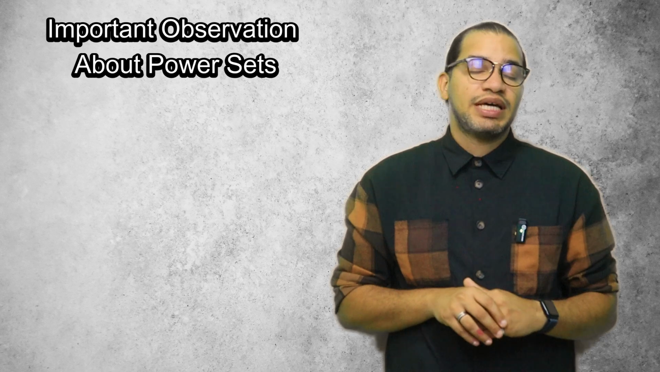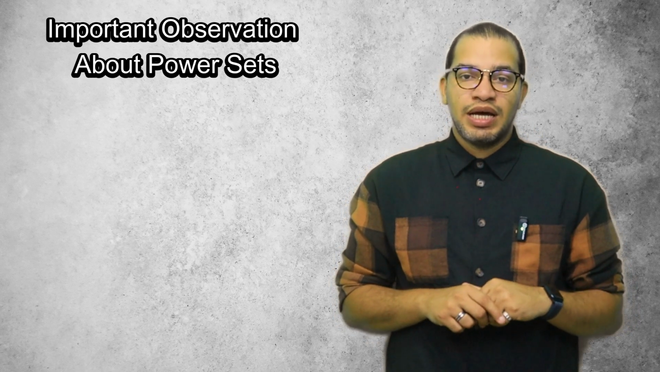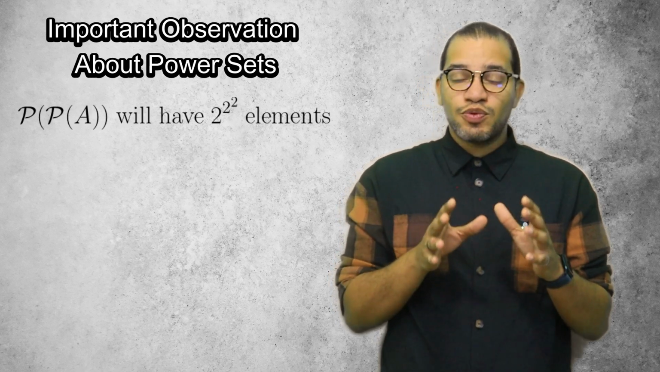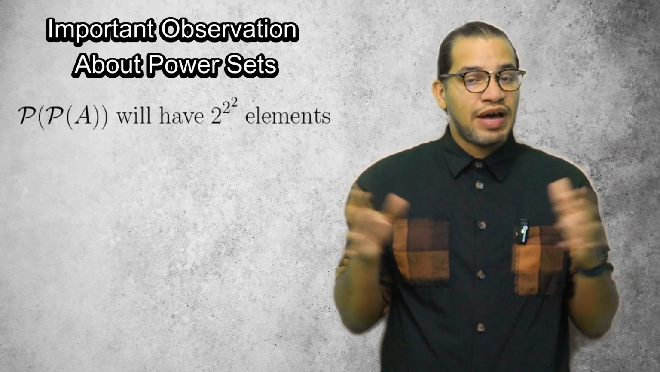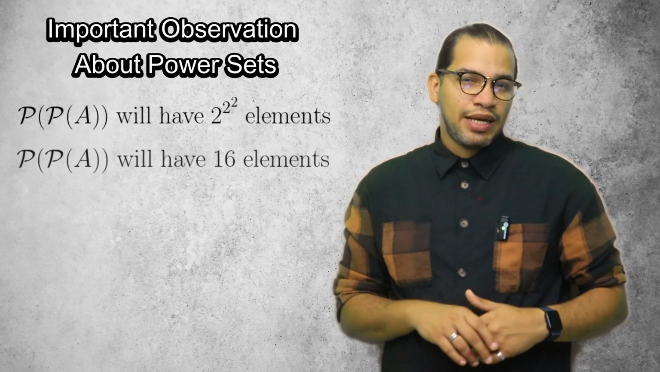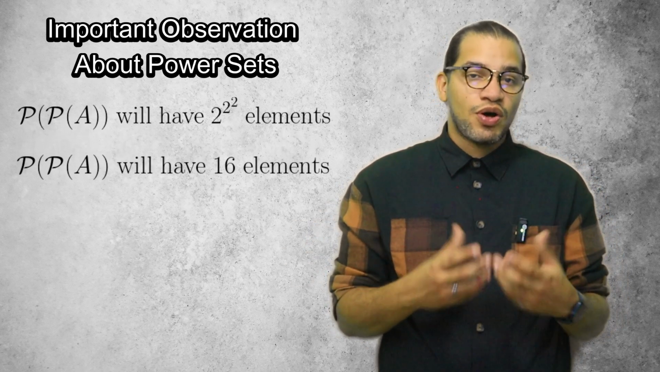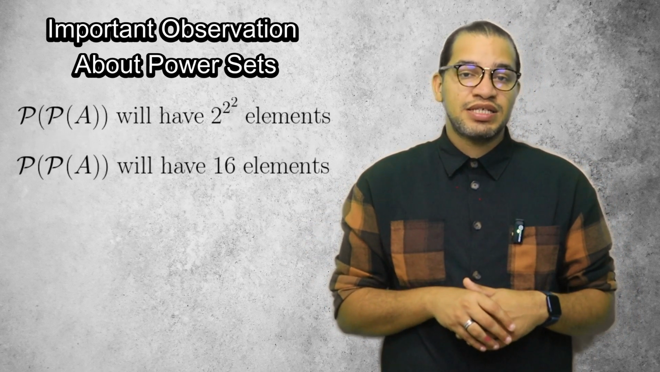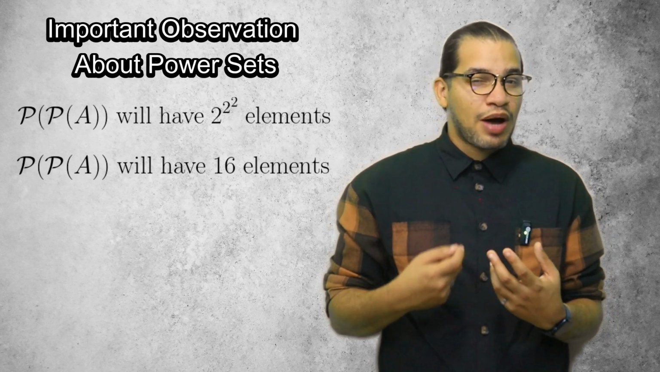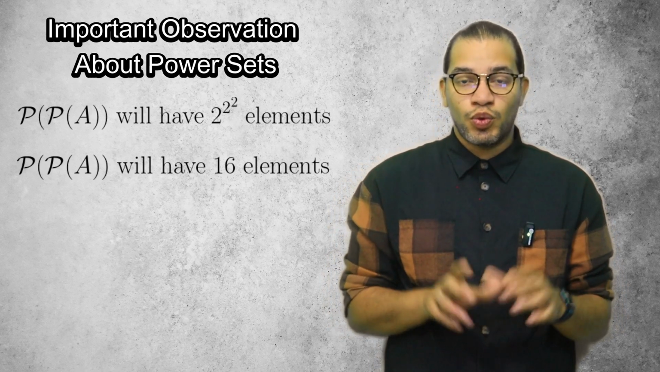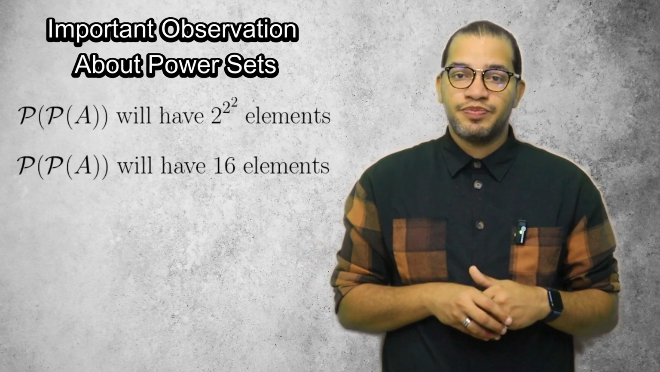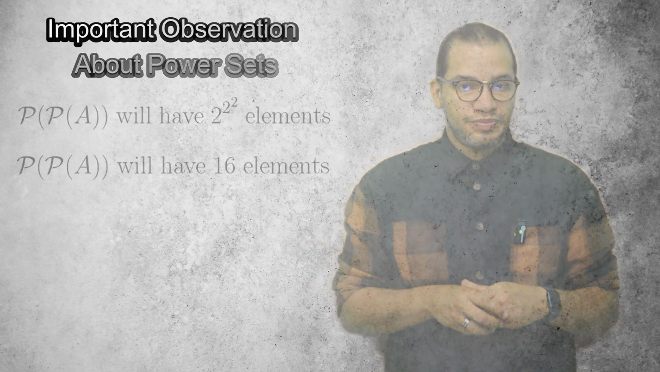One more thing that we need to know about power sets is that we are not limited to taking the power set of a set only once. As a matter of fact, we can apply this repeatedly. But the thing with this is that it grows even faster. For instance, if we have a set A with 2 elements, then the power set of the power set of this set will have 2 to the power of 2 to the power of 2 elements, which is equal to 2 to the 4, and this is equal to 16.